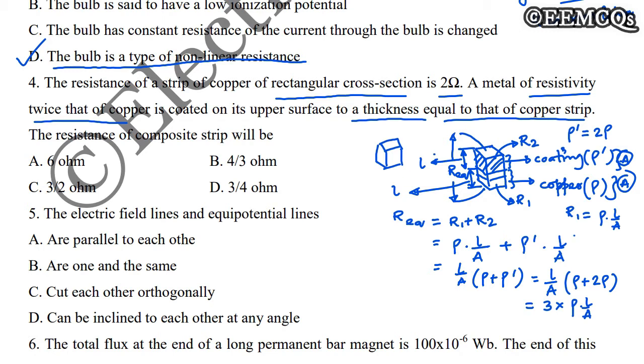And what you know, this rho L by A is basically R1. So this is 3 into R1. And it is already known that R1, the resistance of the initial rectangular copper section, is 2 ohm. So put it here, what we get? 3 into 2, that means 6 ohm. So the equivalent resistance of the composite strip will be 6 ohm. So option A is basically our correct answer. Okay, so now we will go to the next question.